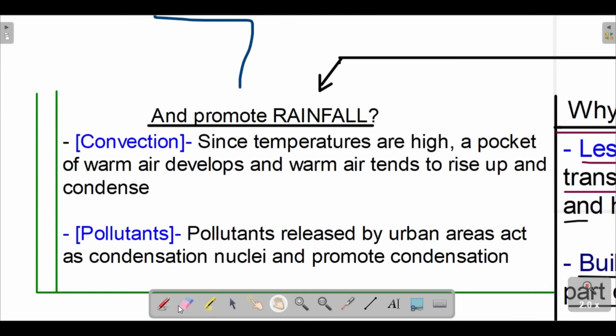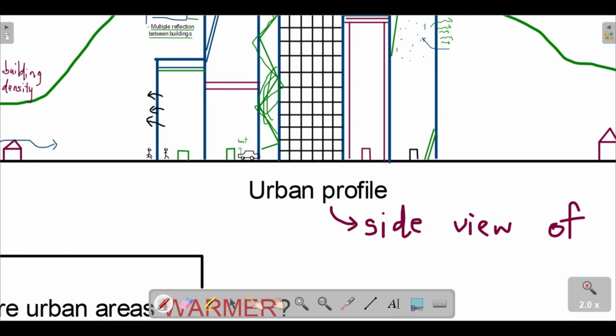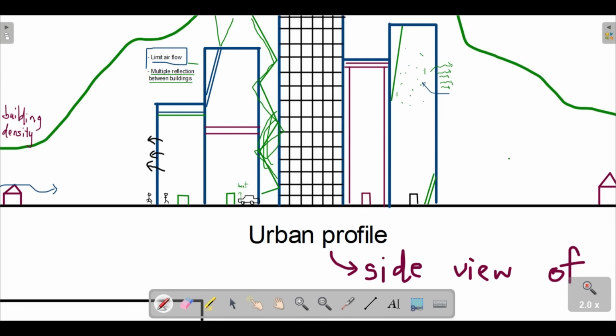So we see a high amount of rainfall. There's higher rainfall in urban areas than in rural areas. Why? Because in urban areas, first of all, there's warm air. What does warm air tend to do, guys? Warm air tends to rise up. So warm air rises up, right? It will rise up. You'll have warm air rising up.